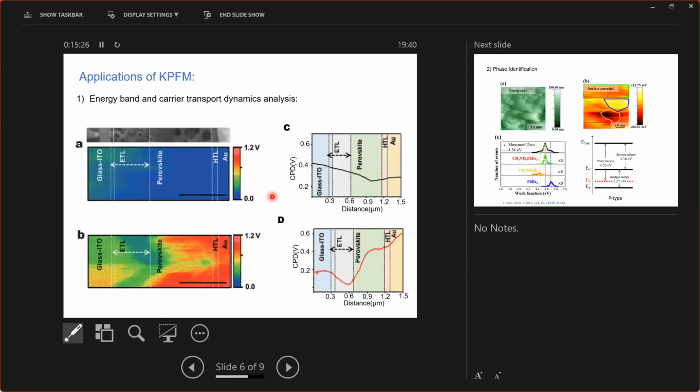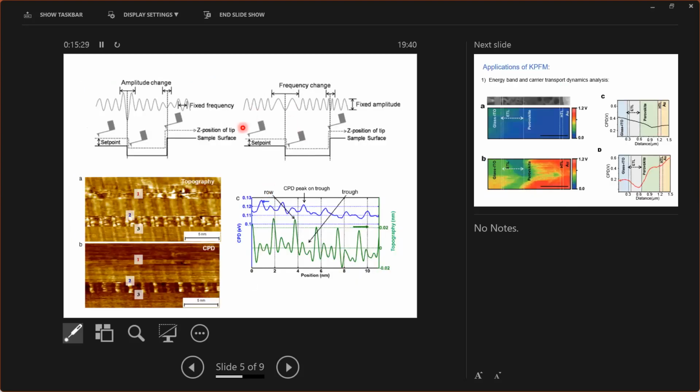Can you explain the previous slide? 1, 2, 3, 4. Okay. This one, AB. This is the topography and CPD of a given sample, and this is the data. And they are saying that the topography and CPD are reversible. Where the light part is, the dark part here will be the opposite.